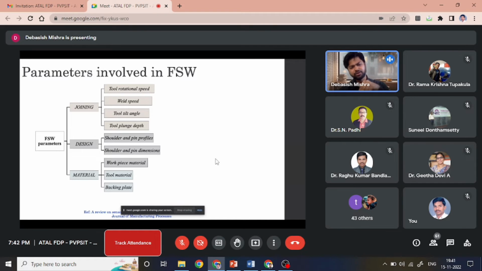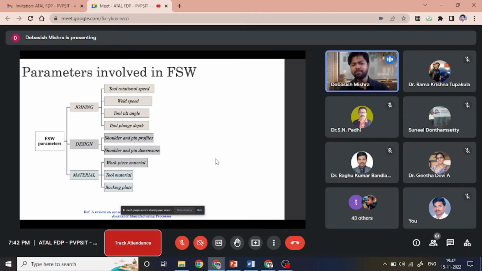The tool is also given a tilt angle because the tool plunges inside the material, so it is always desirable that a tilt angle would ease the flow of the material from one side to the other. And there is also a plunge depth where we ensure that the tool is in proper contact with the base materials. If the tool has an improper contact, then the heat generation is always insufficient, and it leads to the formation of defects.